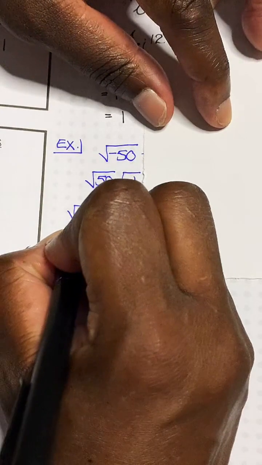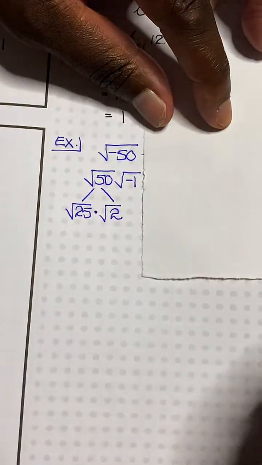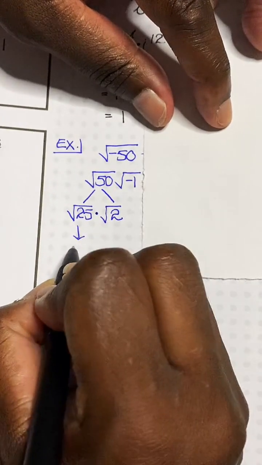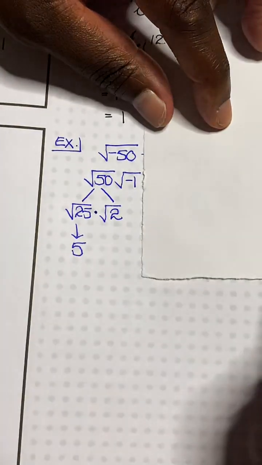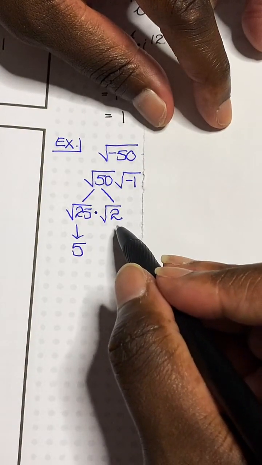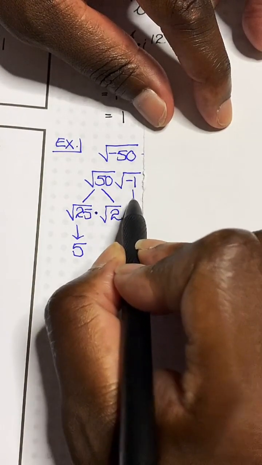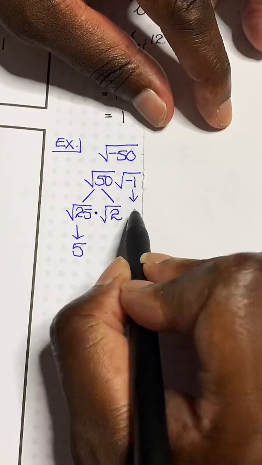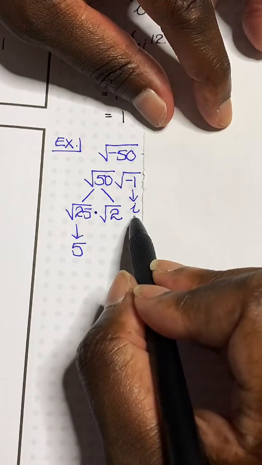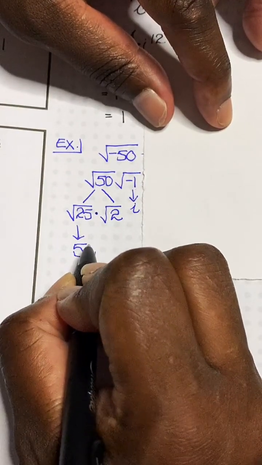Awesome. So if I have my 25 here and I have my 2 here, square root of 25 gives me a 5. Square root of 2, that's prime, so I can't break it down. But don't forget, we still have the square root of negative 1. That's my i. But the i is no longer underneath a radical, so it goes with our 5.